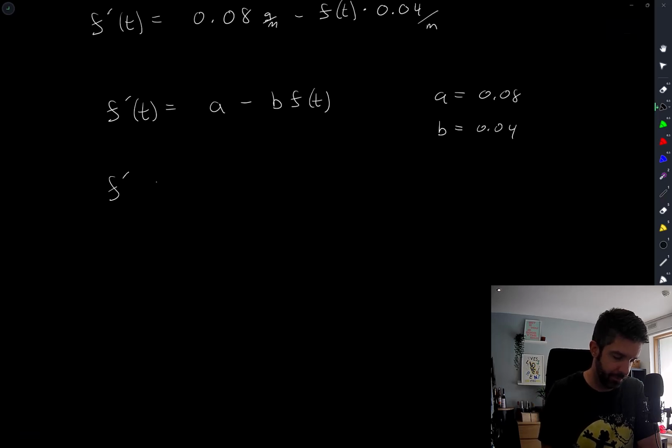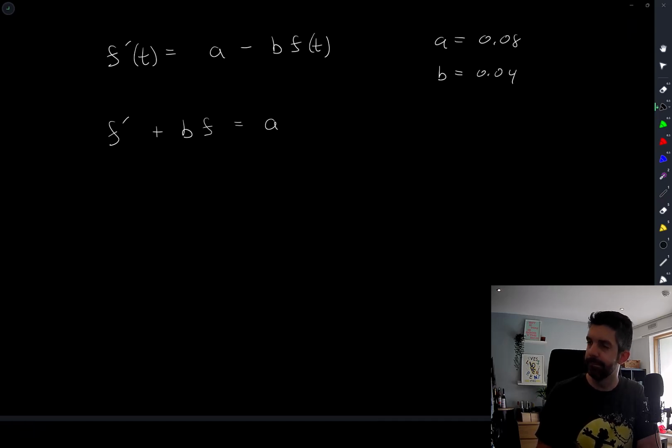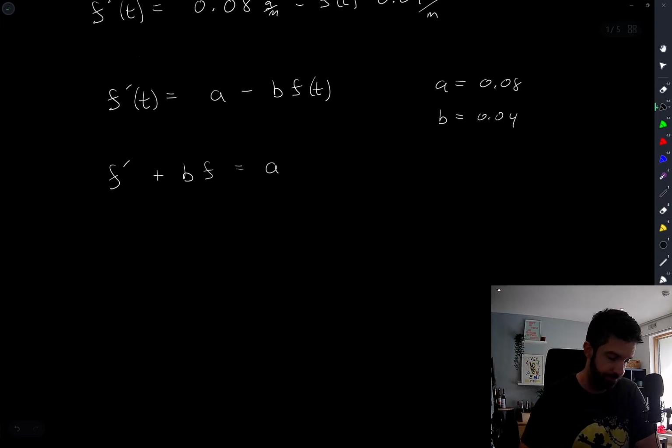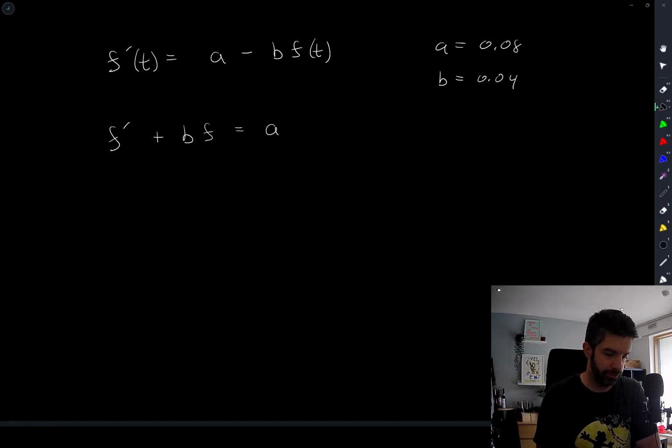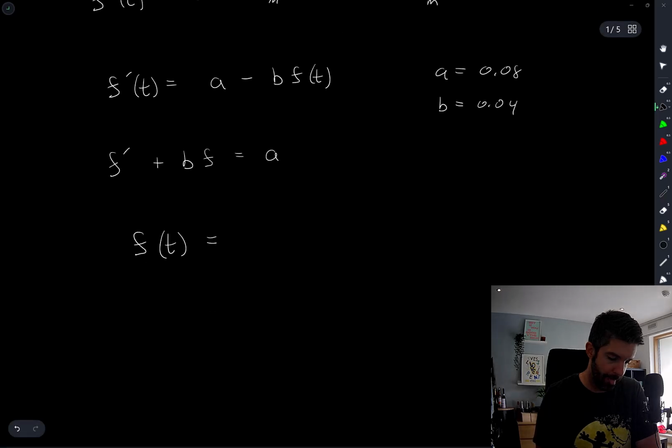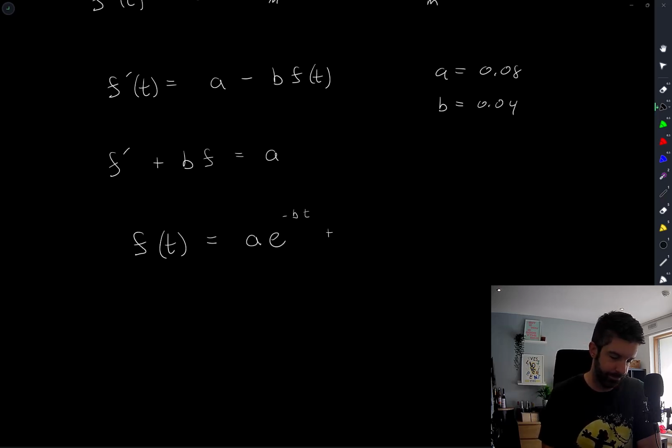If I write this as F prime plus BF is equal to A, I don't really want to use an integrating factor here. I should be able to just write down the solution of this thing, right? F of T is equal to A E to the negative B T, is it plus F, hold on. Forget it, let's do integrating factor. So this on the left is e to the bt f prime plus b e to the bt f, and on the right e to the bt a.